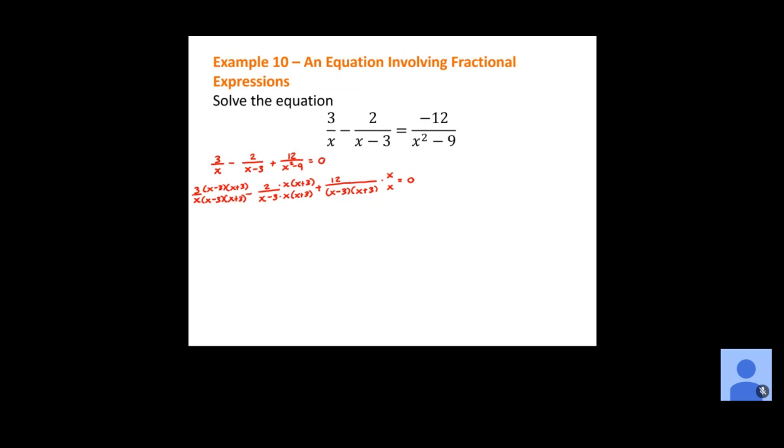All right, so now we have a common denominator because we have the x, x minus 3, and x plus 3 in all 3 of those fractions. So now I can actually put them together. So this is going to give us 3 times x minus 3 times x plus 3 minus 2x times x plus 3 plus 12x all over our common denominator, x times x plus 3 times x minus 3. And again, that's all still equal to 0.